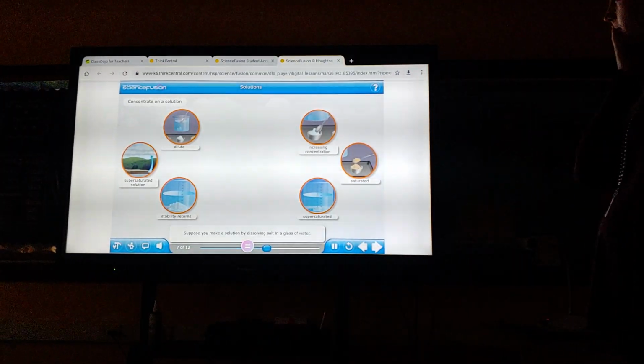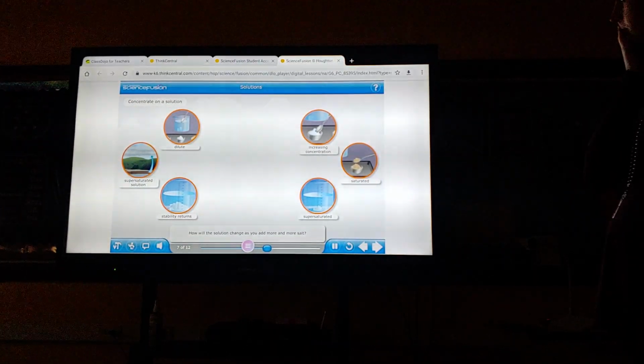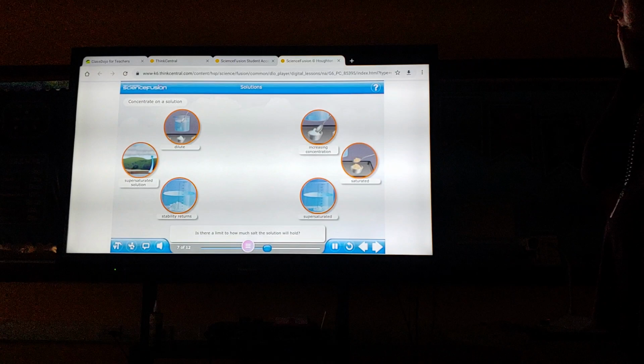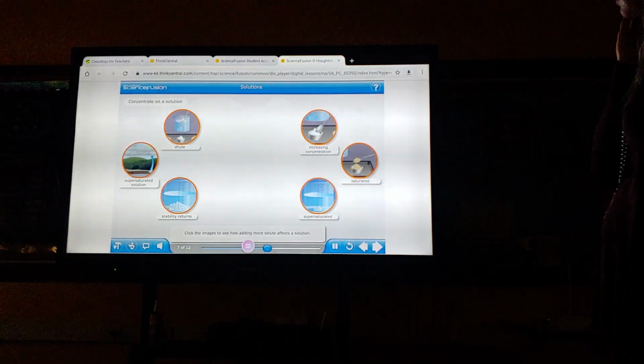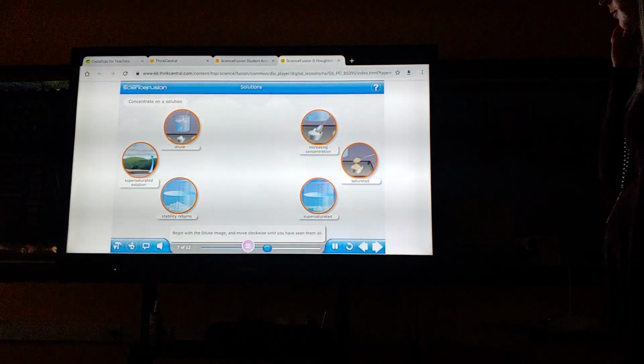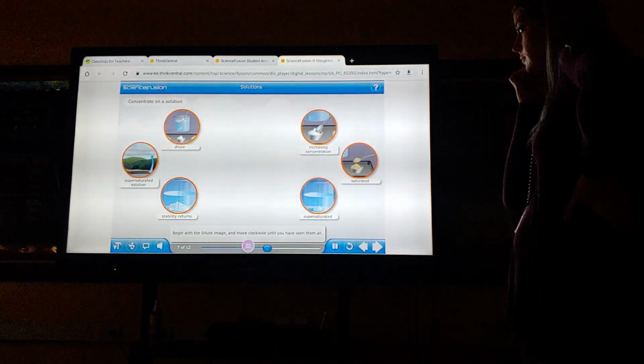Suppose you make a solution by dissolving salt in a glass of water. How will the solution change as you add more and more salt? Is there a limit to how much salt the solution will hold? Click the images to see how adding more solute affects the solution. Begin with the dilute image and move clockwise until you have seen them all.